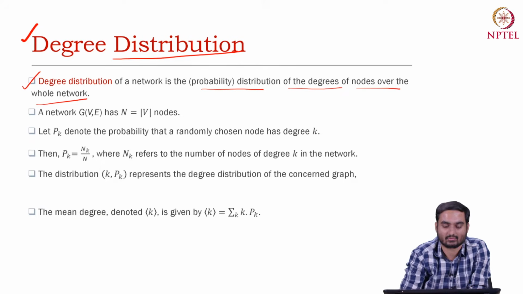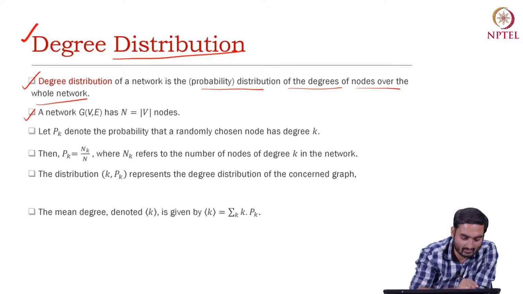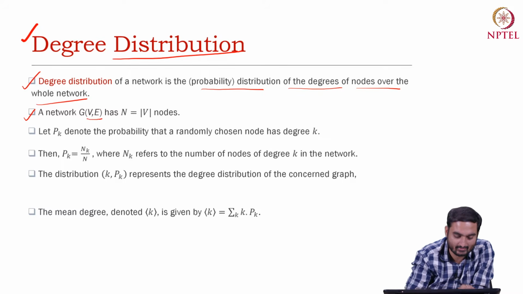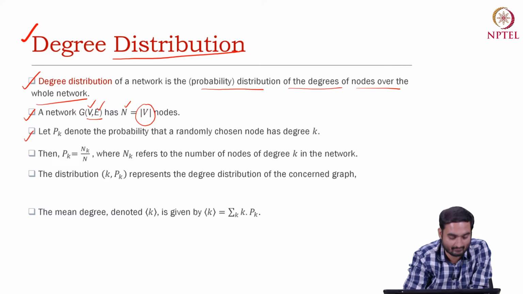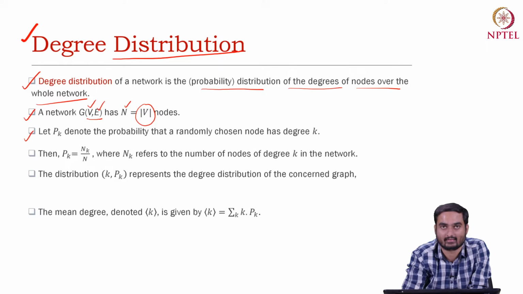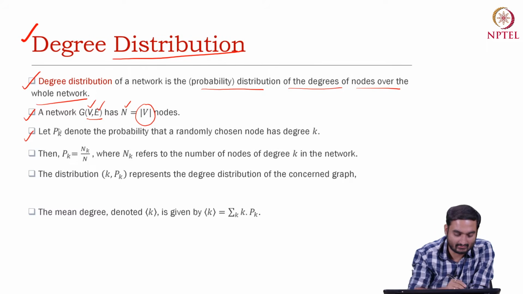So the degree distribution of a network is the probability distribution of the degrees of nodes over the whole network. First I will define what degree distribution is, then I will give you an example, and then I will tell you why this is such an important metric. So let's take a graph G = (V, E), where V is a set of nodes and E is a set of edges, and the number of nodes is capital N. Let us denote by P_k the probability that a randomly chosen node has degree k.